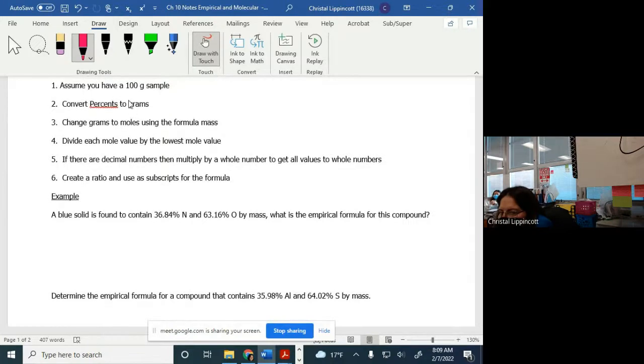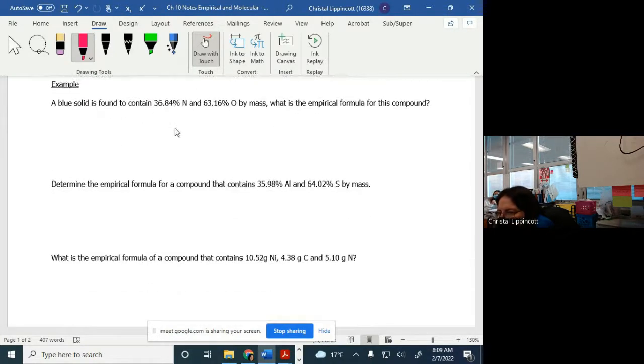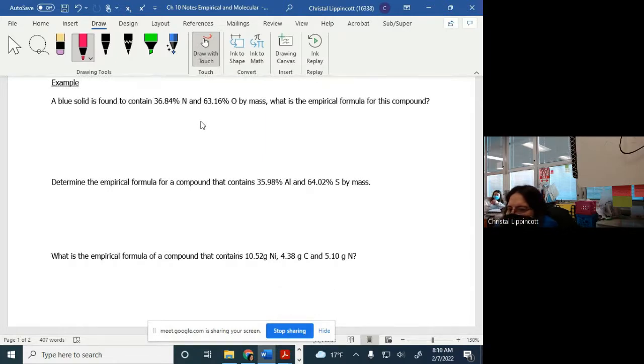Now, this is very wordy, so let me take you through a couple examples of this. Okay, so step 1, assume you have a 100-gram sample. Step 2, turn your percents into grams. We are through the first 2 steps now. Okay, so easy enough. Are you with me so far? Assume you have a 100-gram sample, change your percents into grams. Now we're going to convert. Step 3 is convert the grams into moles, and we learned to do that last week.